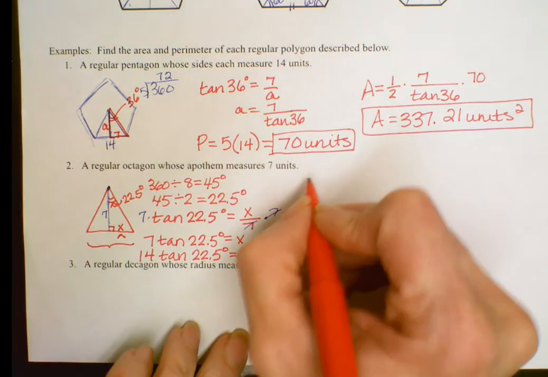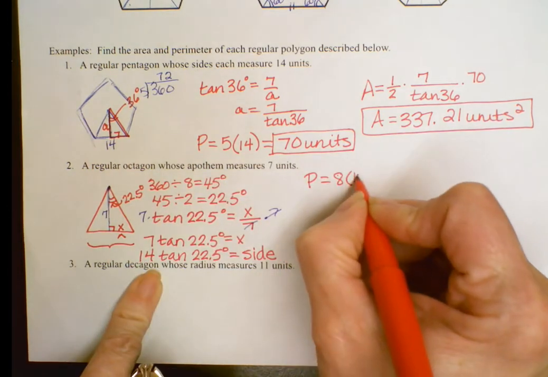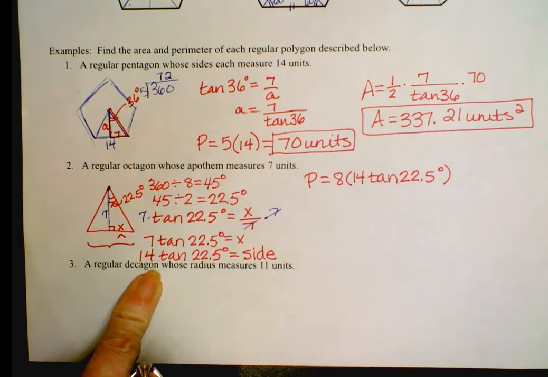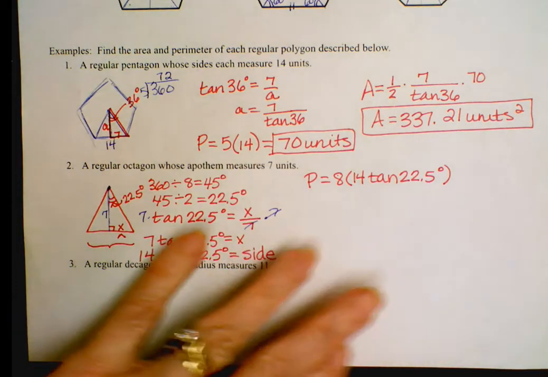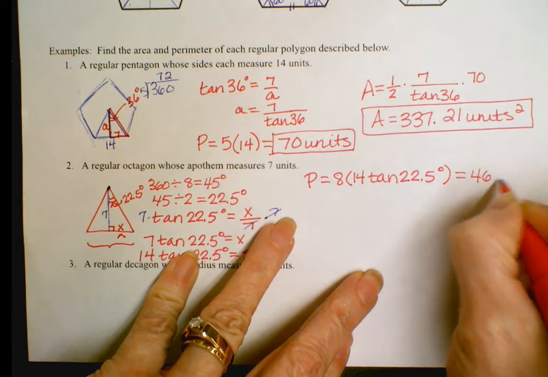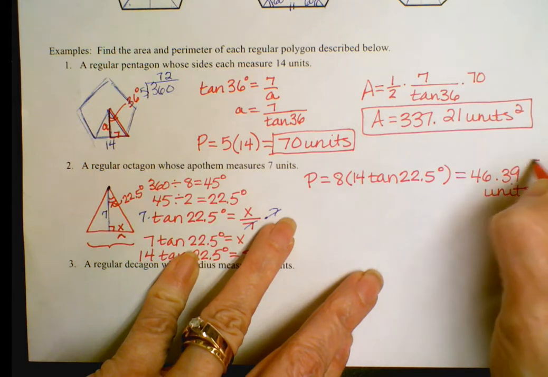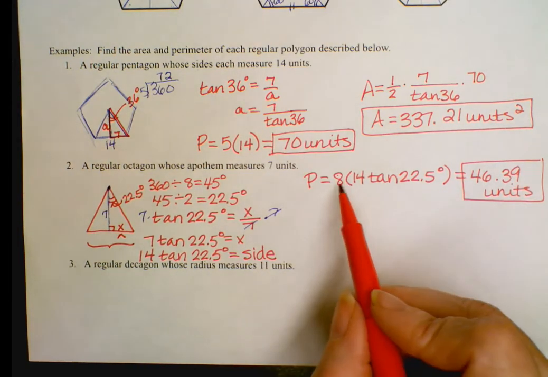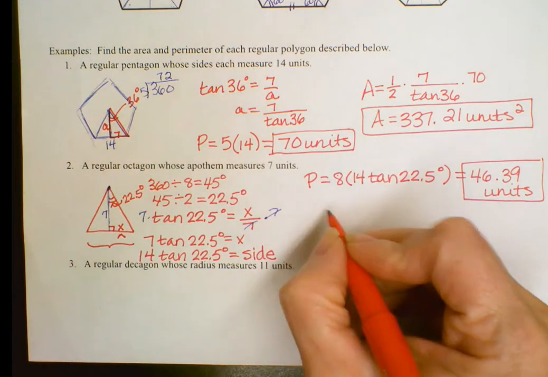Okay, from that length we can determine the perimeter. The perimeter is 8 sides, each 14 times the tangent of 22.5 degrees. So in this case, 8 times 14 tangent 22.5 degrees is 46.39. Now, I am writing this as a rounded answer for the perimeter because the perimeter was requested. If I were asked for an exact answer, then I would have taken 8 times 14 only and left the tangent of 22.5 degrees as part of the product. Now let's find the area.